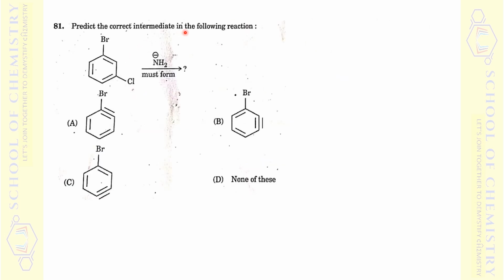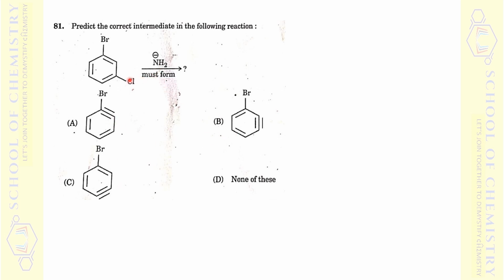Predict the correct intermediate in the following reaction. NH2 minus is given. It is a strong base, so that will abstract a proton. If you know the benzyne mechanism, otherwise also we can make it out that they have given benzene, so this follows simply the benzyne mechanism.